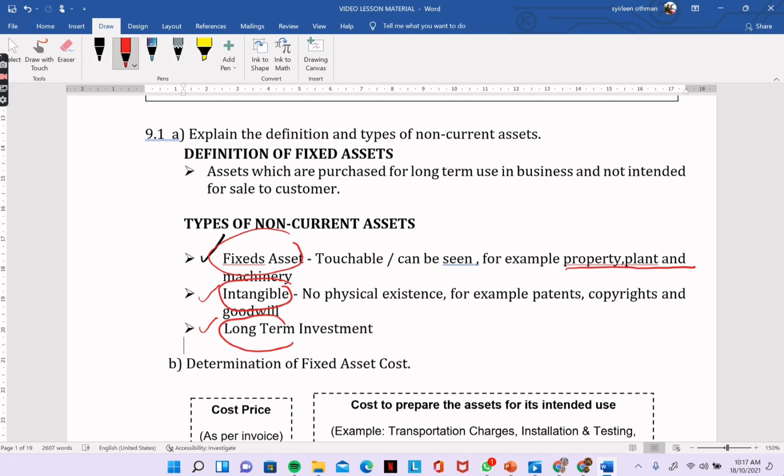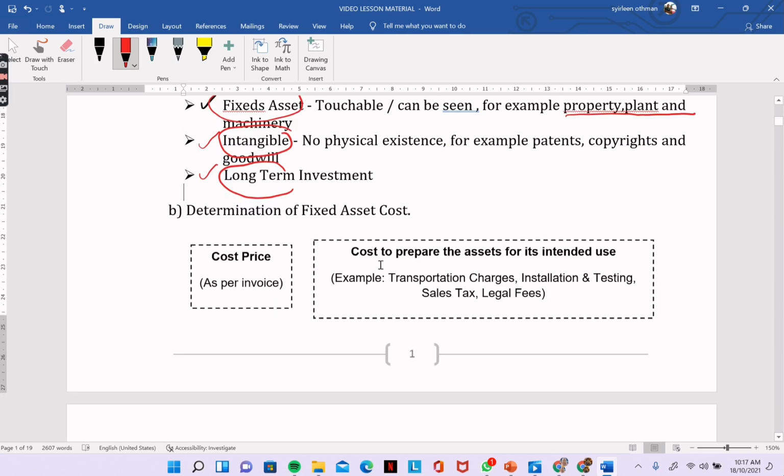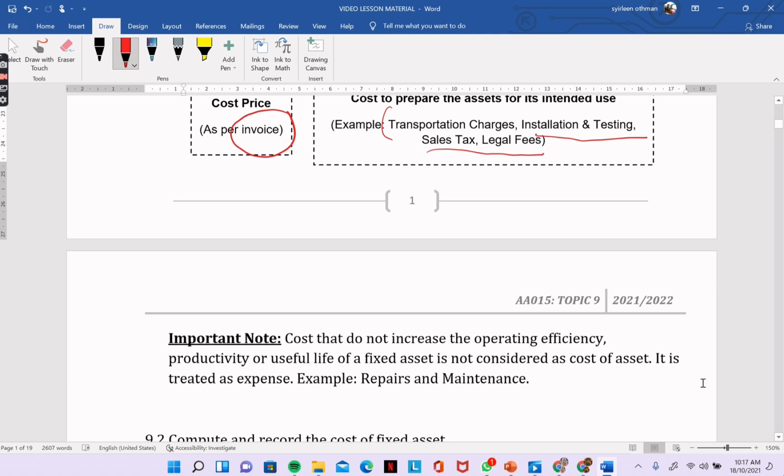How do we determine the fixed asset cost? As I mentioned earlier, the cost price is the one that is stated in the invoice, and then the cost that you need to incur during the preparation for the asset to be used, such as transportation charges, installation, and also testing, and then you also have the sales tax and also the legal fees.